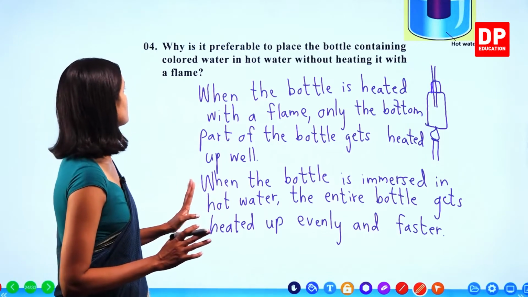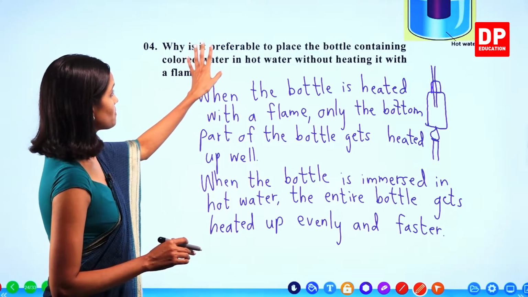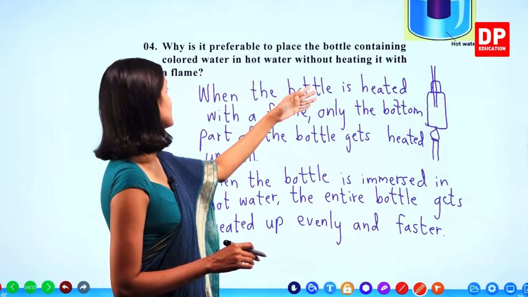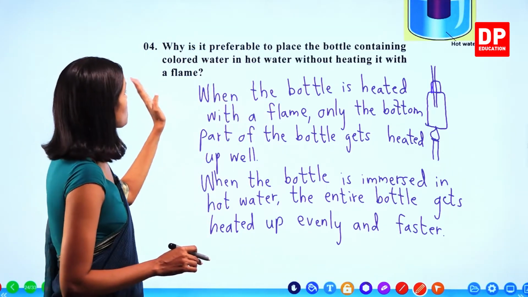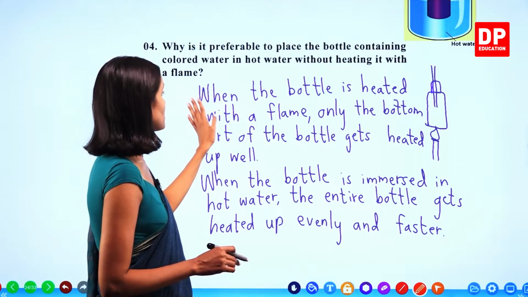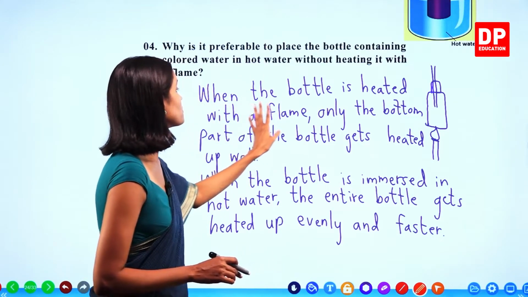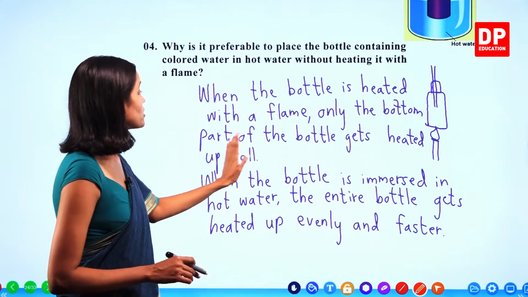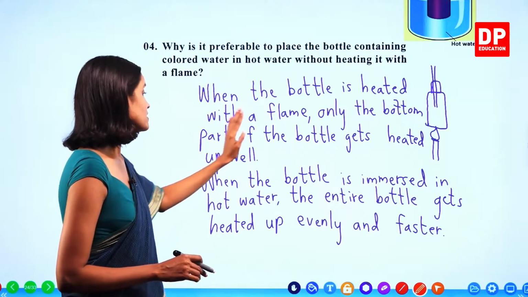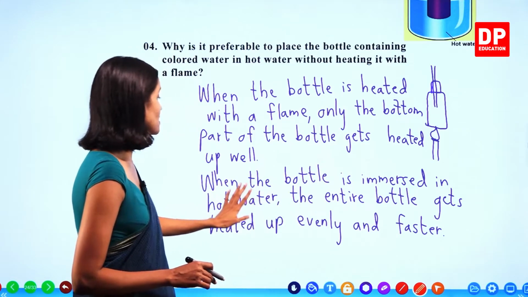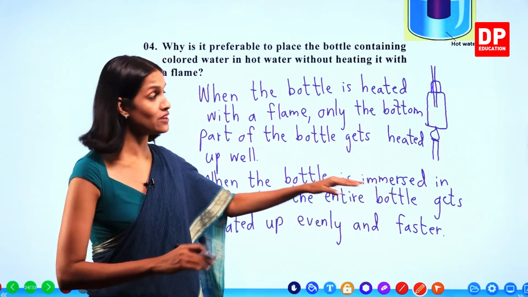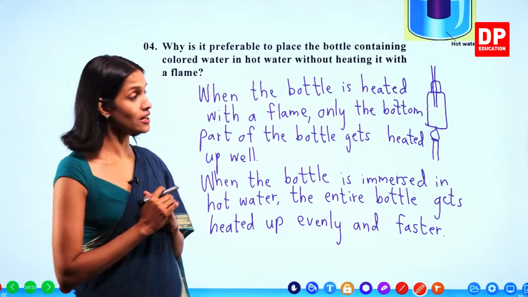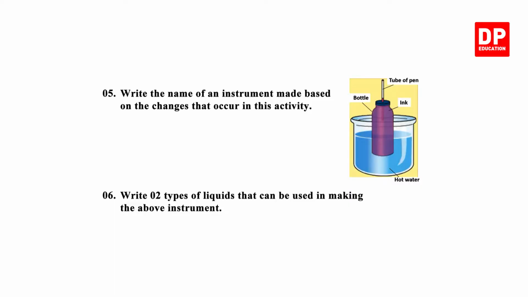Okay? Why is it preferable to place the bottle containing colored water in hot water without heating it with a flame? When the bottle is heated with a flame, only the bottom part of the bottle gets heated up well, right? When the bottle is immersed in hot water, the entire bottle gets heated up evenly and faster. Why? From everywhere it gets the same heat. Okay? We'll move on to the next, number 5.